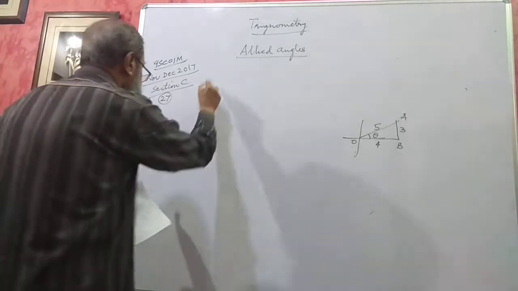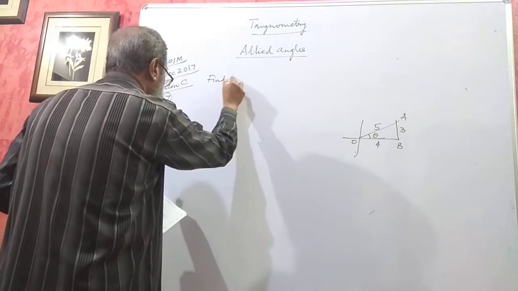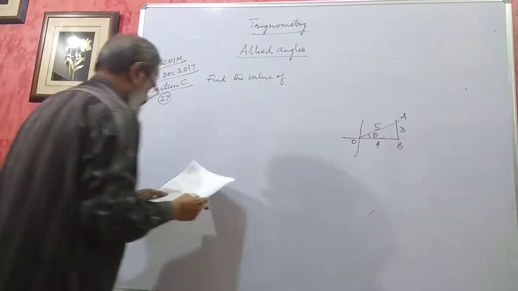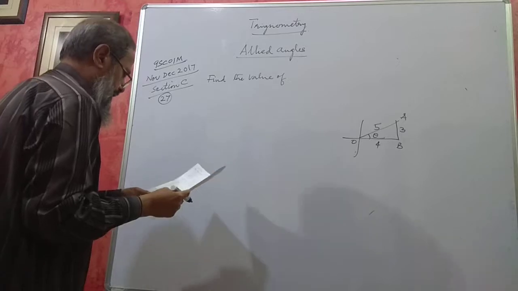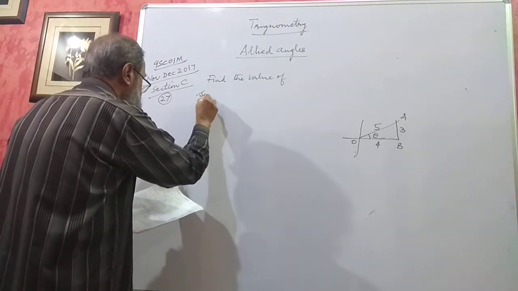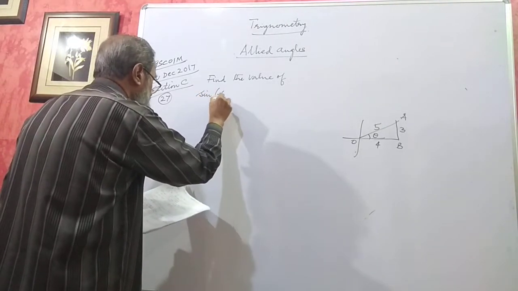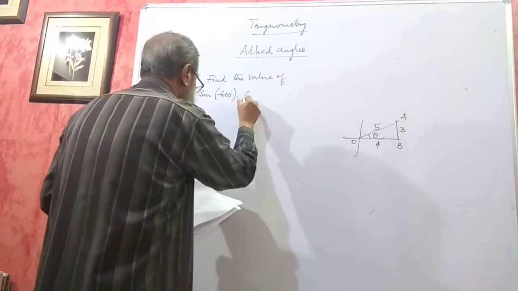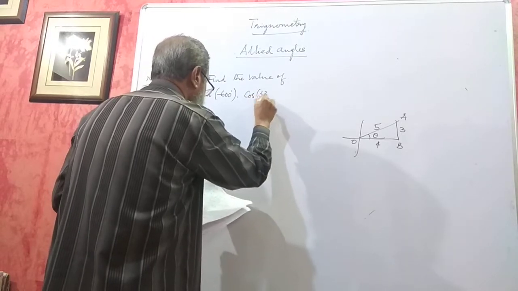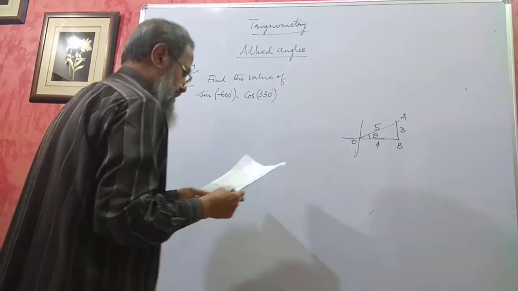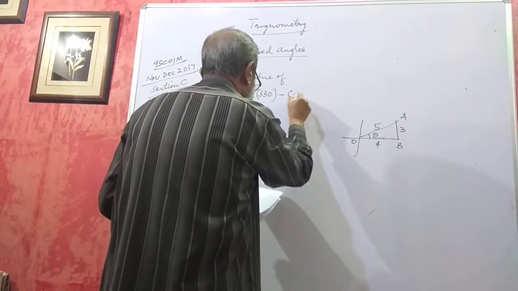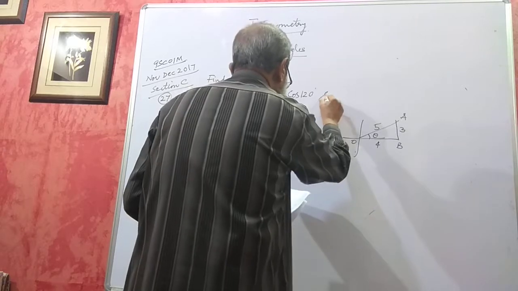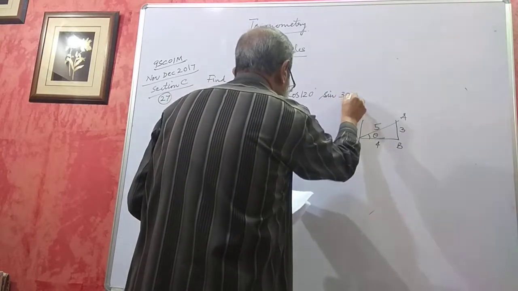Find the value of, without using a calculator, sine minus 600 degree into cos 330 degree minus cos 120 degree into sine 300 degree.